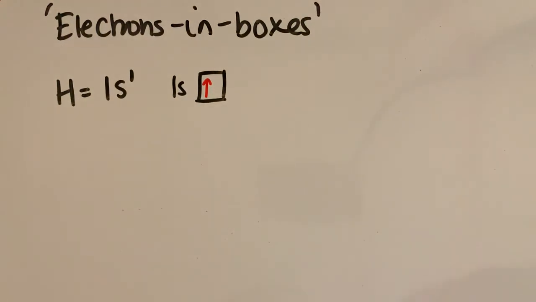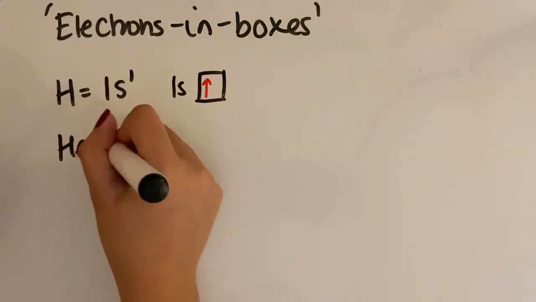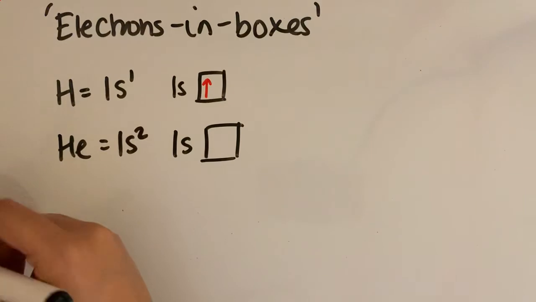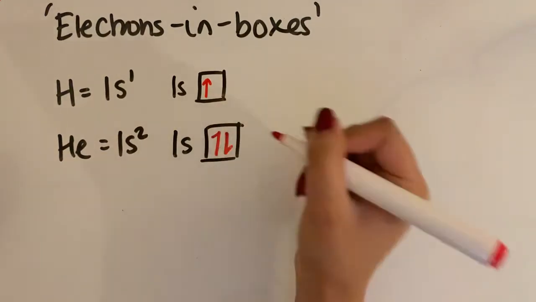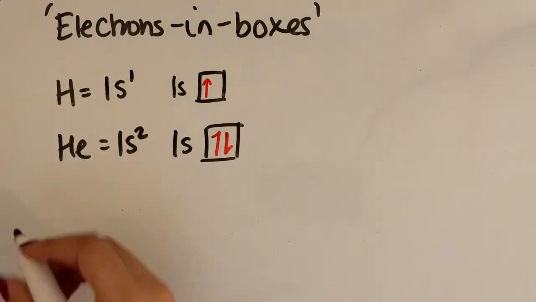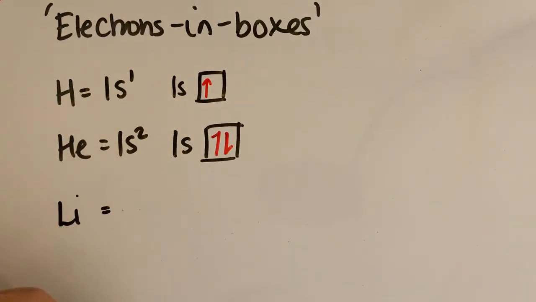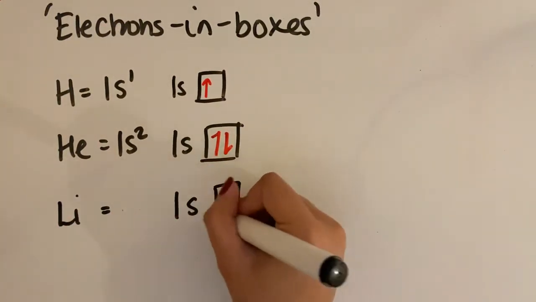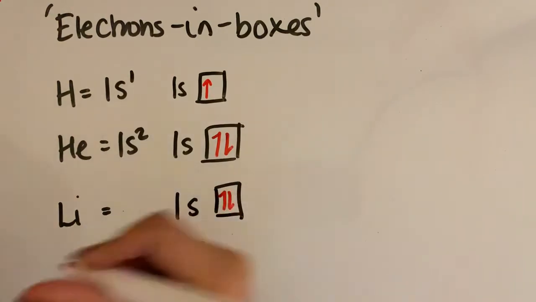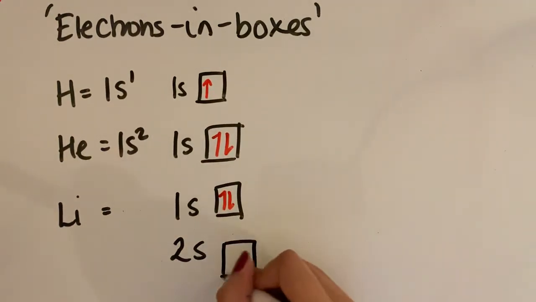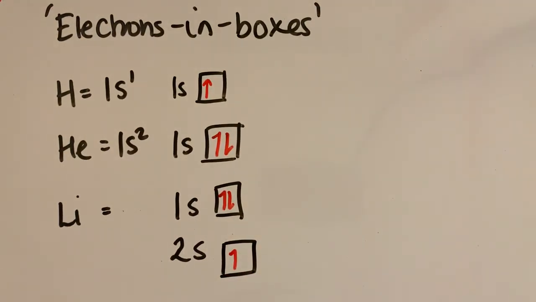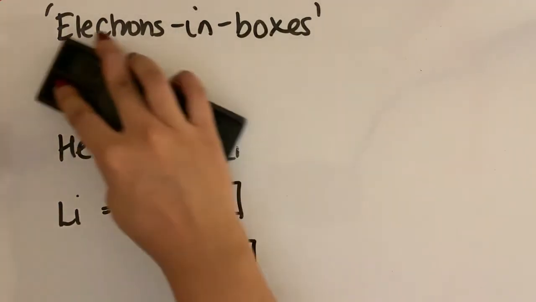If I then go to the next one, which is helium, which is 1s2, I can again draw those two electrons. They're going to be within one orbital. One's got to be up, one's got to be down, like that. If we then go to lithium, lithium is going to be 1s2, so draw those in, and then it's going to be 2s1, like that.